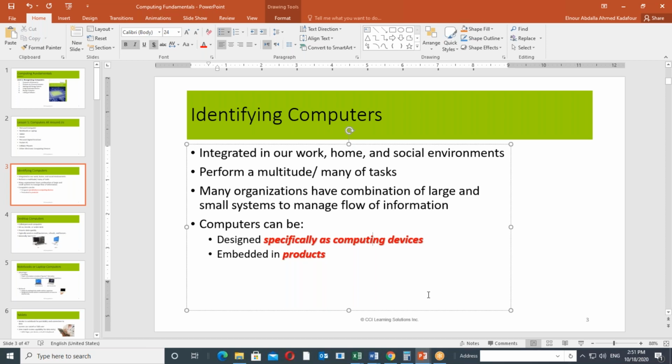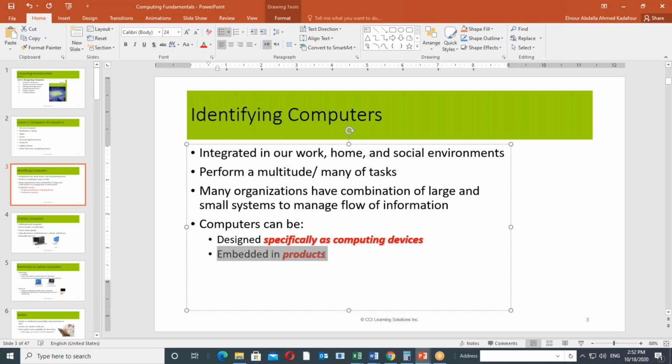So this is the big difference between these two categories. Computers can be designed specifically as a computing device. If I ask you inside the exam to discuss this phrase, computers can be designed specifically as a computing device, then I'm not expecting anything from such a device other than the computing function. Computers can also be embedded in a product.